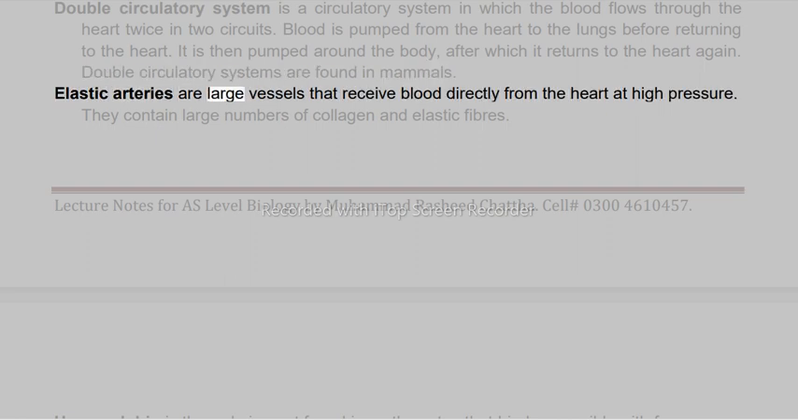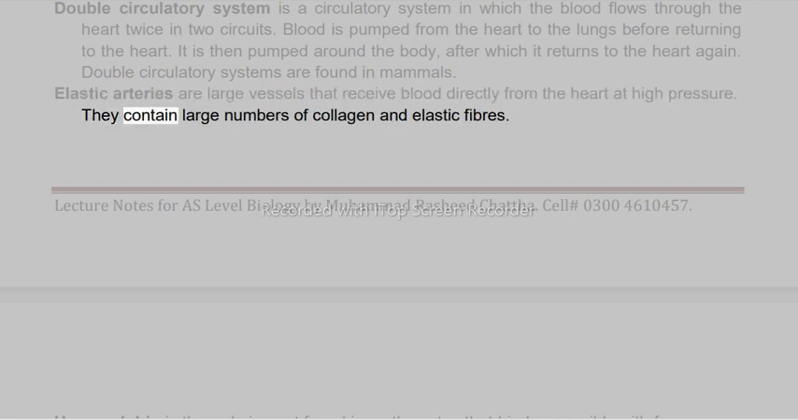Elastic arteries are large vessels that receive blood directly from the heart at high pressure. They contain large numbers of collagen and elastic fibers.